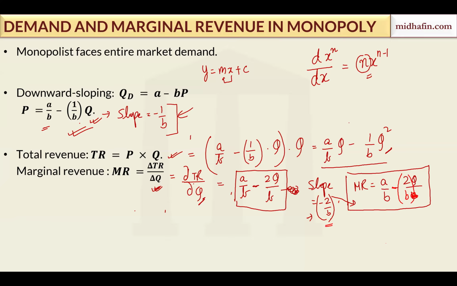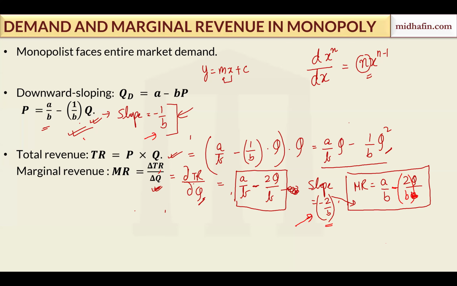This is correct. Okay. So what is the relationship between these two slopes? Is this, I should say, is this double of this? -2 by B is double of -1 by B.